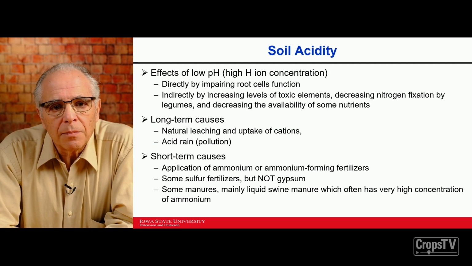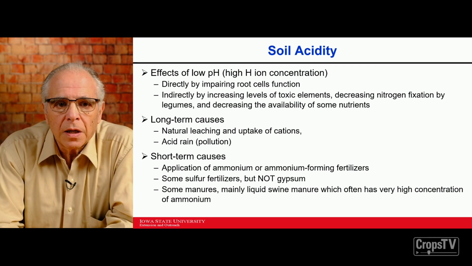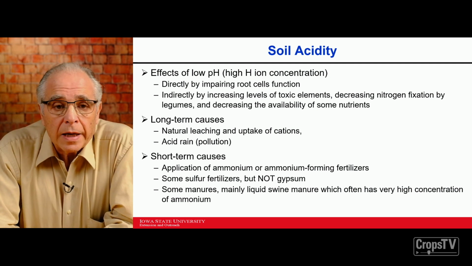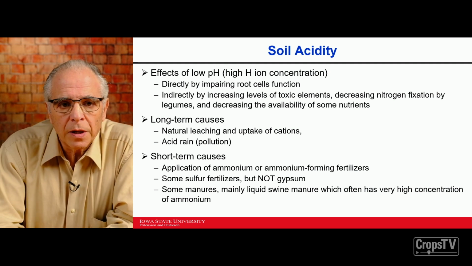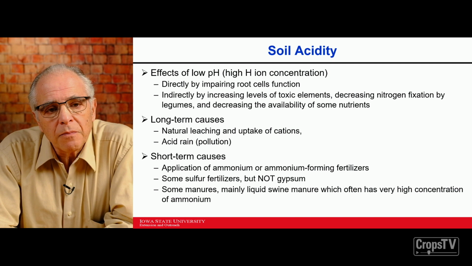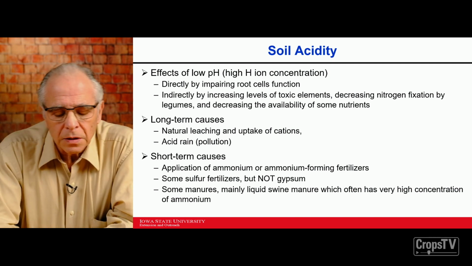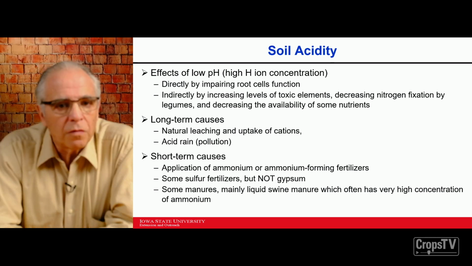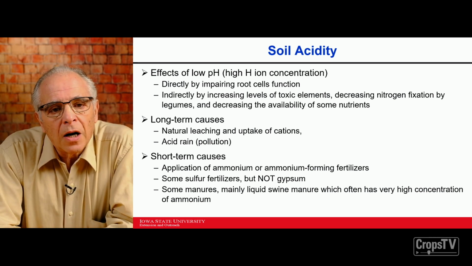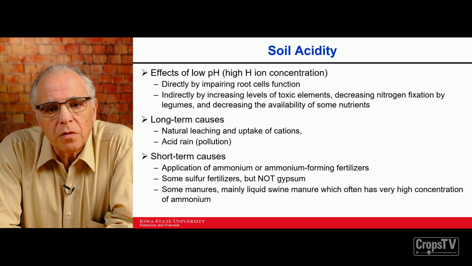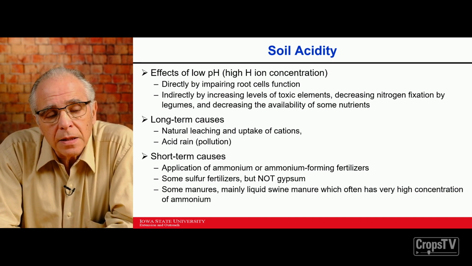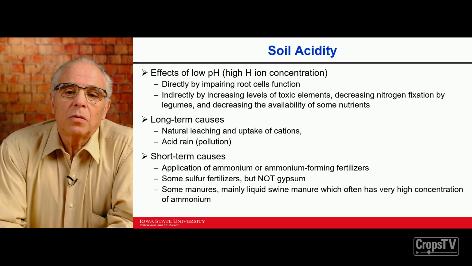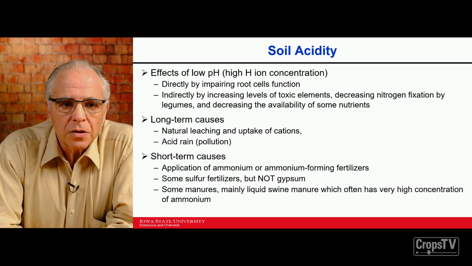Now, the long-term causes, if we're talking about tens or hundreds of years, are the natural leaching and uptake of cations, especially in humid regions like Iowa, and also acid rain due to pollution, which, by the way, has been decreasing over the last 20, 30 years. But the short-term causes, let's say in a period of 2, 4, 5, 6, 10 years, are the application of ammonium or ammonium-forming fertilizers, some sulfur fertilizers, but not gypsum, and some manures, mainly liquid swine manure, because it often has a very high concentration of ammonia.